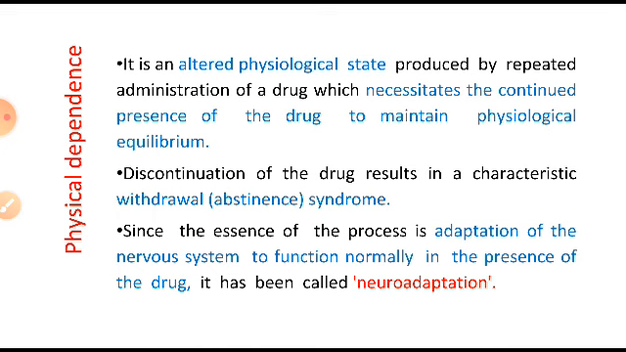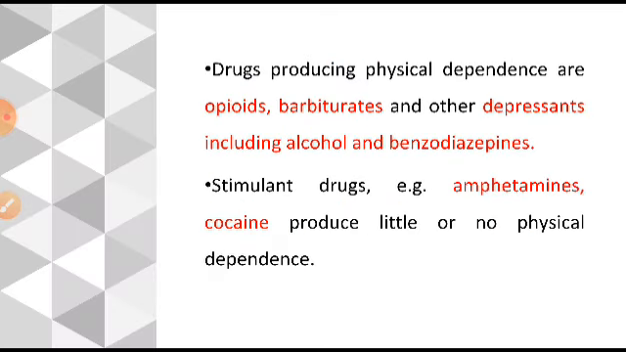Since the essence of the process is adaptation of the nervous system to function normally in the presence of the drug, it has been called neuroadaptation. Usually this is happening psychologically in some ways, and then physiological responses are also changing. That's why we call it neuroadaptation. Drugs producing physical dependence are opioids, barbiturates and other depressants including alcohol and benzodiazepines. Stimulant drugs, for example amphetamines and cocaine, produce little or no physical dependence. So different drugs produce their effects in different ways.